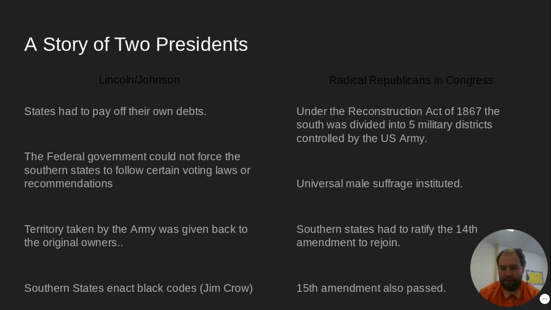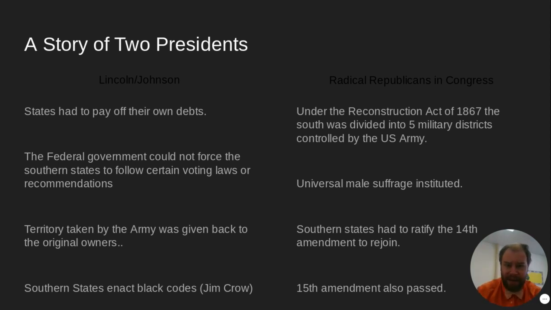On the one hand, on the left side, you would have seen Lincoln and Johnson, the presidents at the time, right? Lincoln gets assassinated and then Johnson becomes president. They wanted Reconstruction to be handled like this. They wanted states to pay off their own debts. They wanted the federal government to not be able to force southern states to follow certain voting laws or recommendations. All the territory taken by the Army was going to be given back to the original owners. And then southern states were allowed to enact these black codes, which is the beginning of Jim Crow, the first trial run of it.